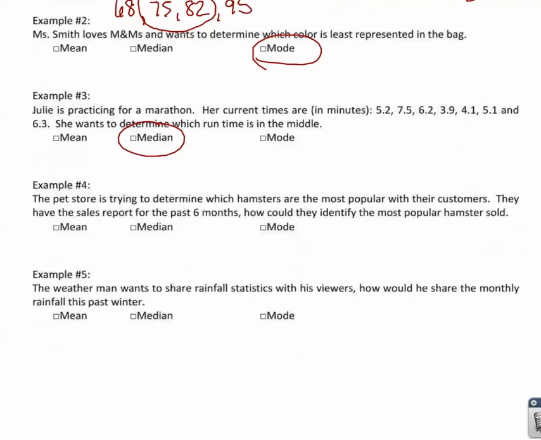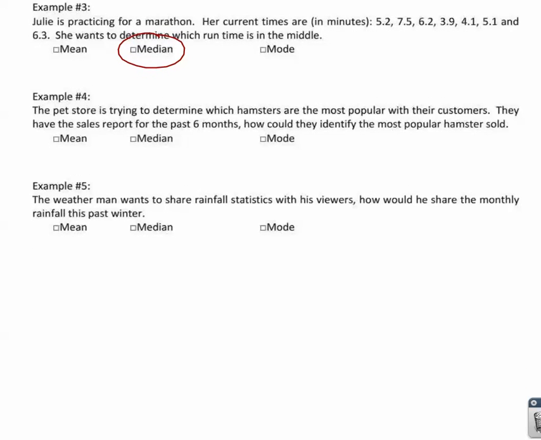In example 4, the pet store is trying to determine which hamsters are most popular. Okay, that's your key word right there, most popular. So you need to see which ones sell the most. That's mode. Example 5, the weatherman wants to share rainfall stats with his viewers. How would he share monthly rainfall this past winter? Okay, so once you get this list of numbers, since you're talking about stats, it will be described with mean.